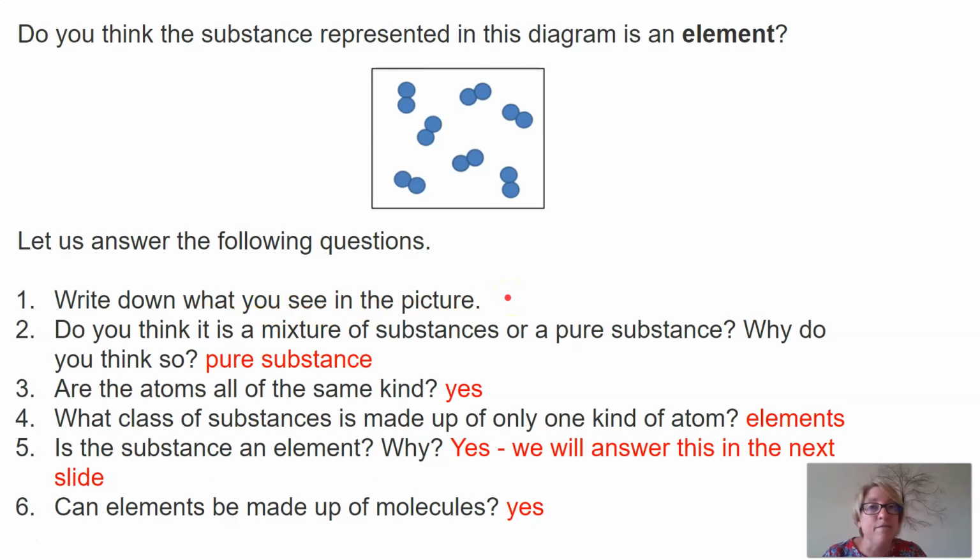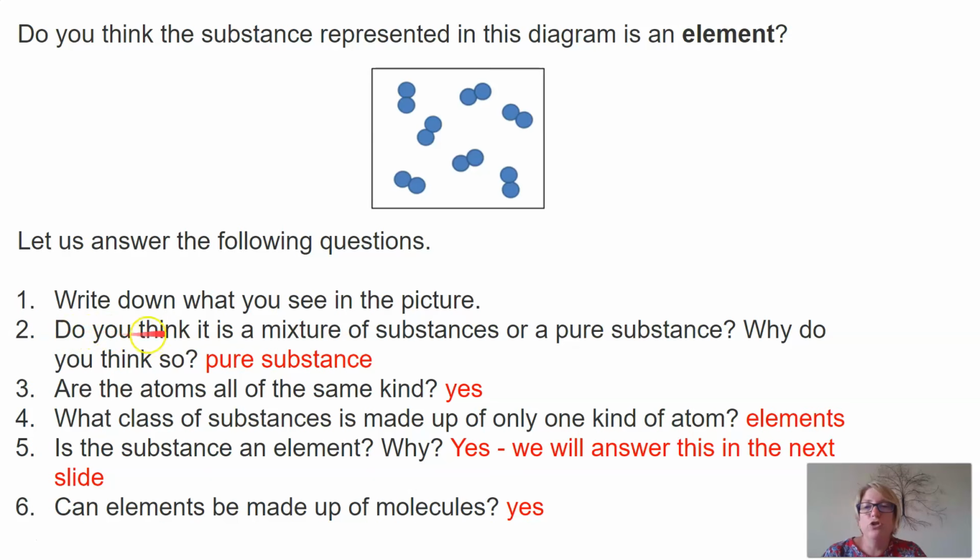Now, we're all going to have different answers here because we're all going to interpret the picture differently, but I'm sure most of us are going to say that we see small colored circles. The color of the circles is blue, and there are only blue circles. And then the other thing that we notice is the circles exist as clusters of 2.